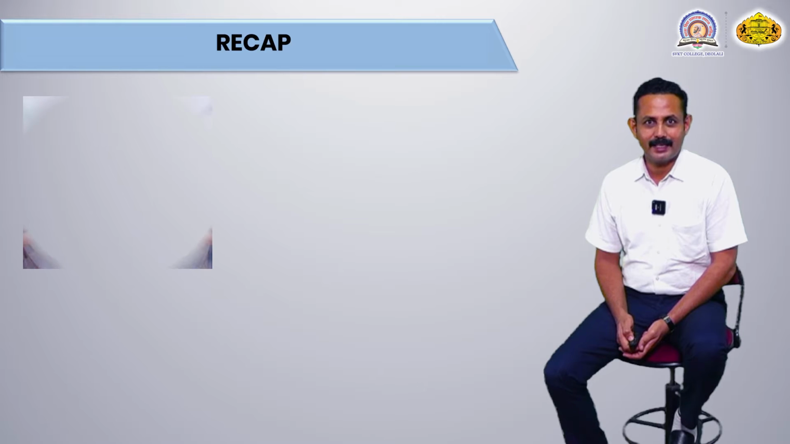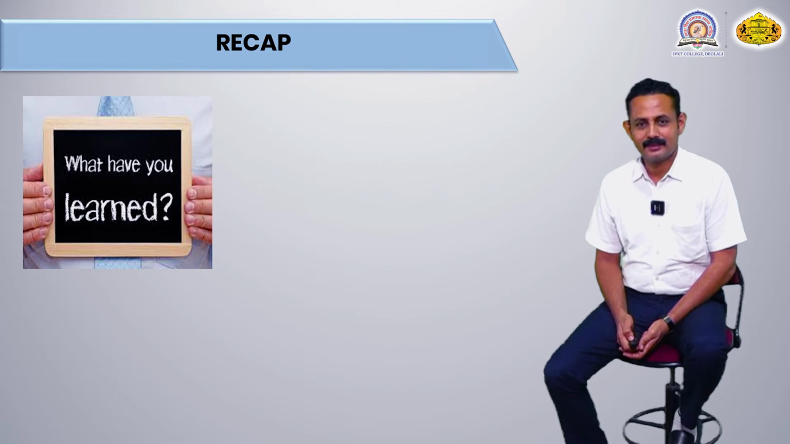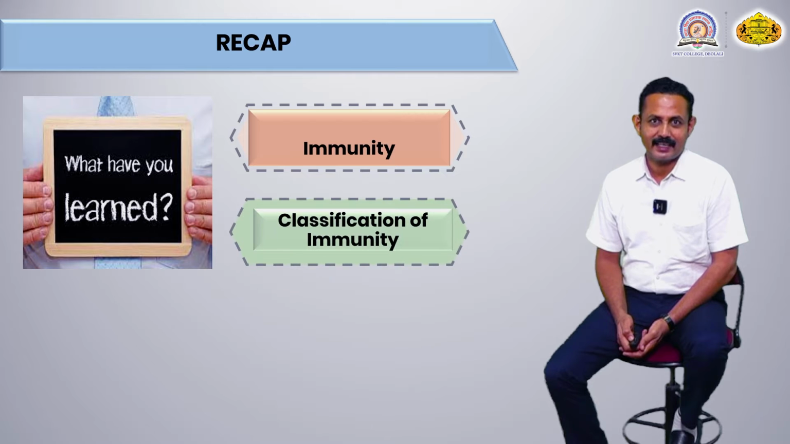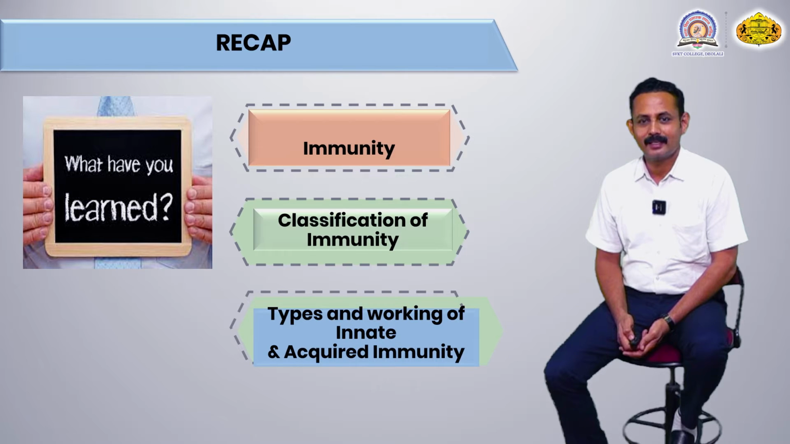In the previous lecture, we learned the basic things about immunity. Immunity is one of the important mechanisms of every vertebrate organism to protect its body against attack by foreign infections. We have seen the different classes of immunity, and in those classes, the different types and working of innate and acquired immunity.